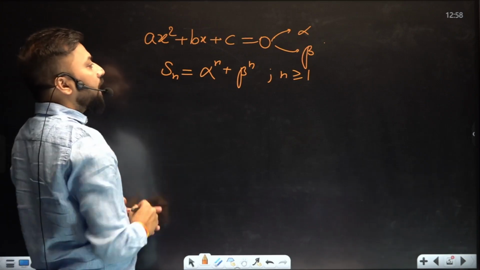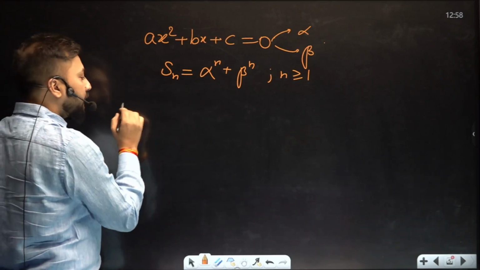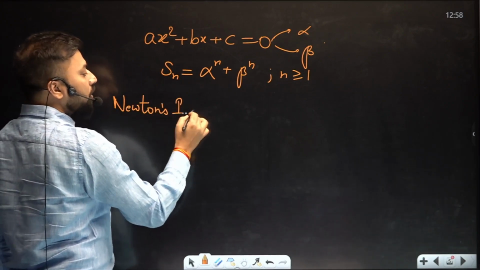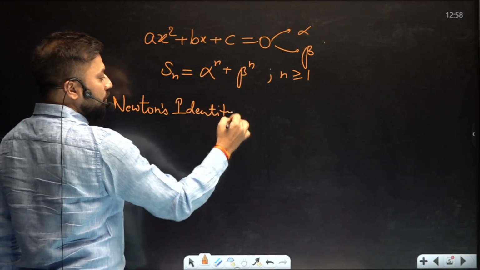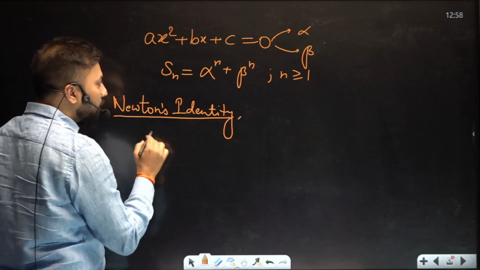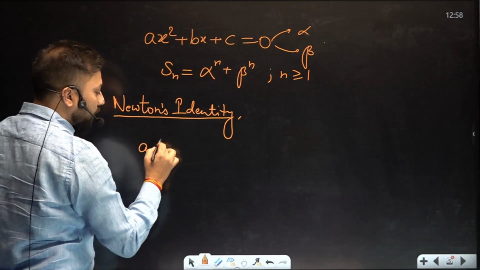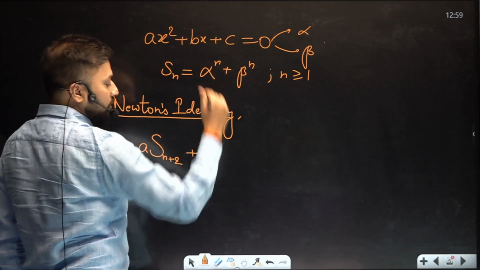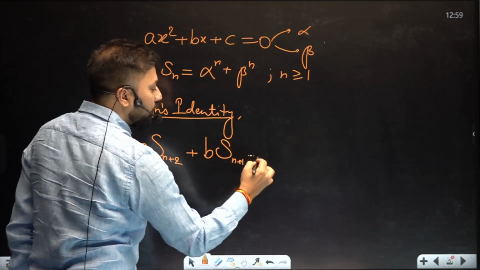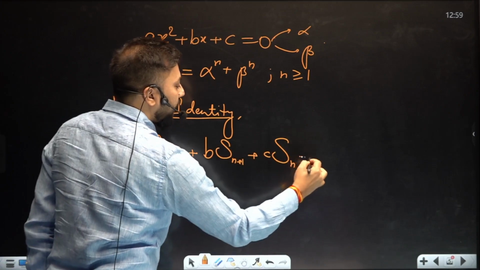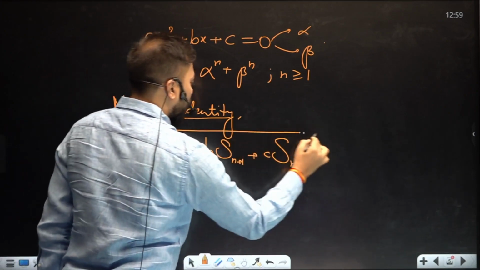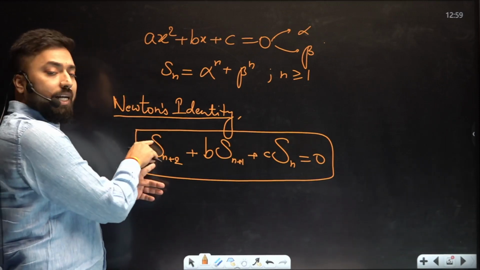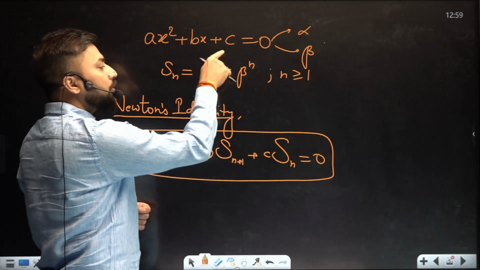If this is the expression, then Newton's identity says: a times S(n+2) plus b times S(n+1) plus c times Sn is equal to 0. This is Newton's identity. What does it mean? Now, how do you find Sn? Sn is alpha raised to power n plus beta raised to power n.